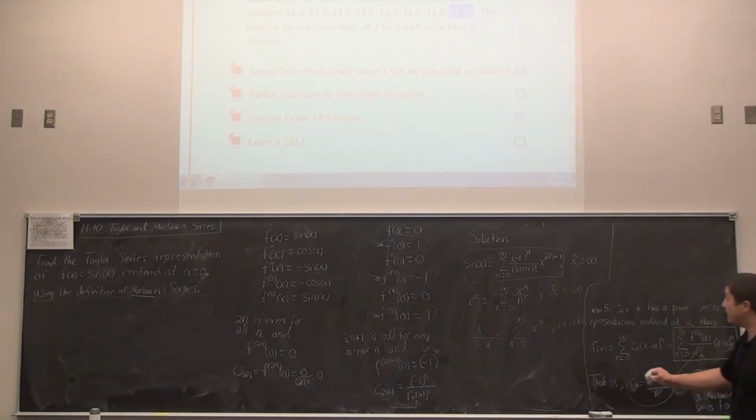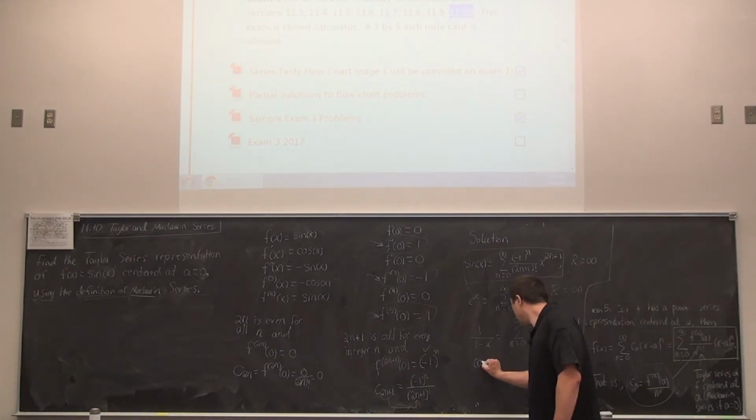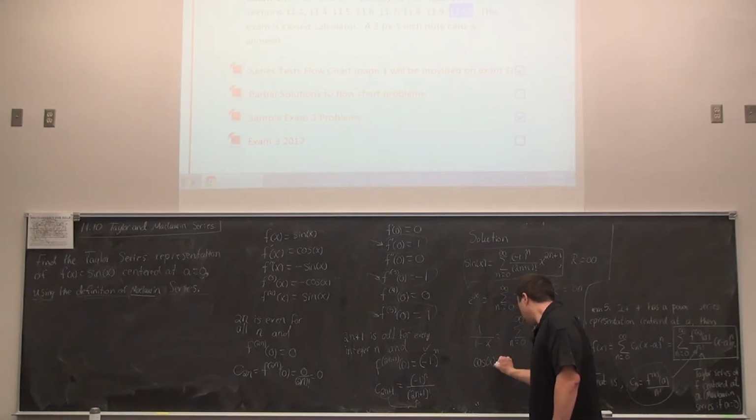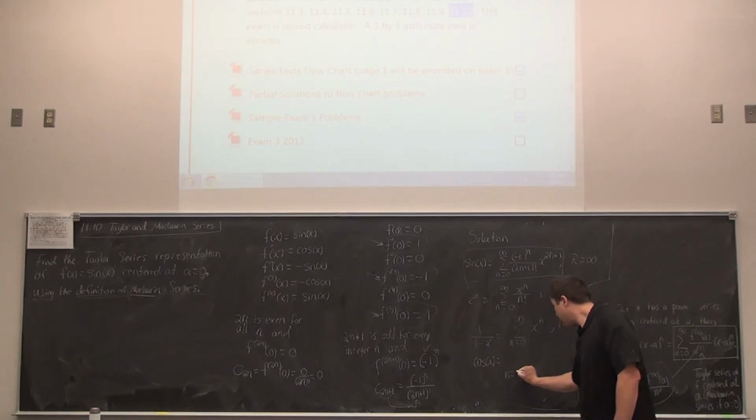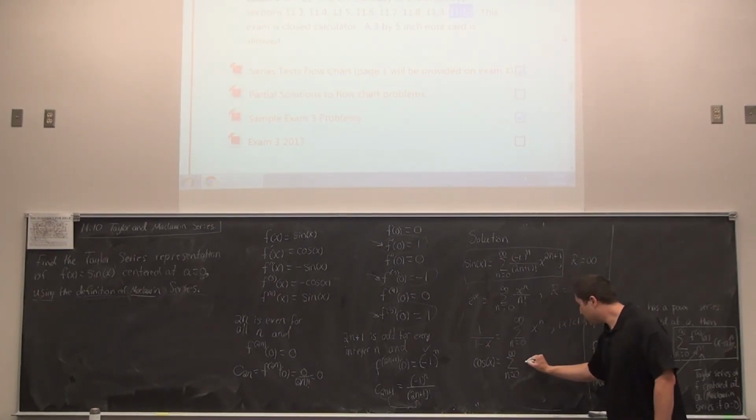Okay, so next one is cosine of x. This, by the very same kind of steps, can be shown to be the summation as n goes from 0 to infinity of, this one's also negative 1 to the power of n.